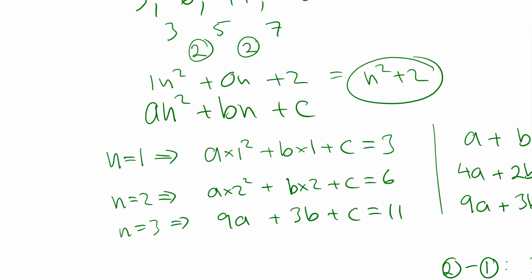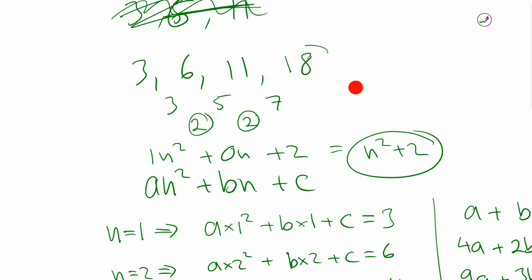Let's see if our formula works. Should we test it on this one? What is the n value for when we got 18? What is the value of n in this term here? 4. Good. So when n is 4, what do you get? 16 plus 2, which is 18. Nice, so it works.